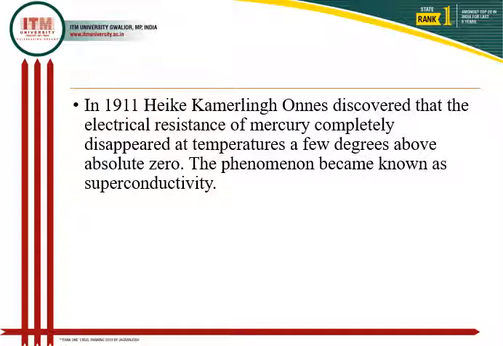He started this work in 1908, and in 1911 he discovered that the electrical resistance of mercury completely disappeared at a temperature near 4 Kelvin, which is just about absolute zero. This phenomenon is known as superconductivity. The materials that show this phenomenon are called superconductors.